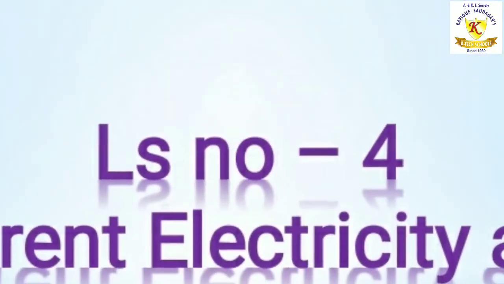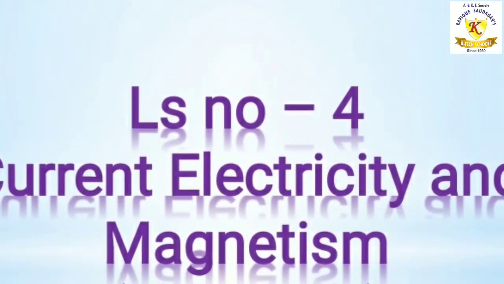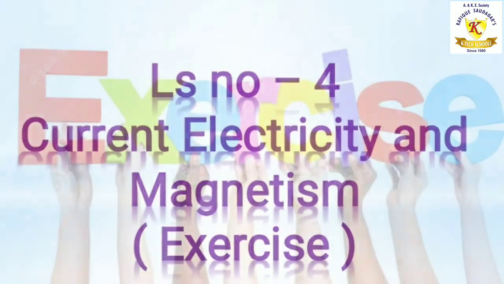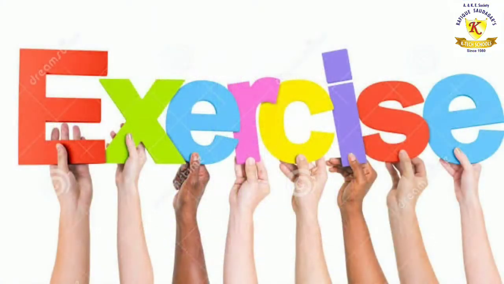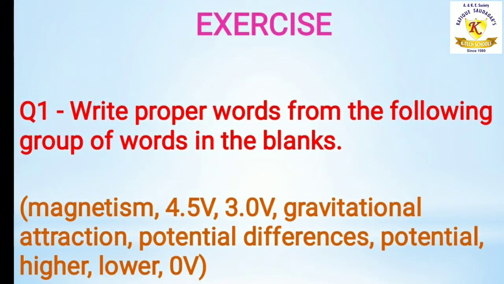Children, we have now finished with lesson number 4, current, electricity and magnetism. So today we will be discussing the exercise of this lesson. Let's begin. Question number 1. Write proper words from the following group of words in the blank. Here, some words are given which you need to choose from and fill in the blanks.